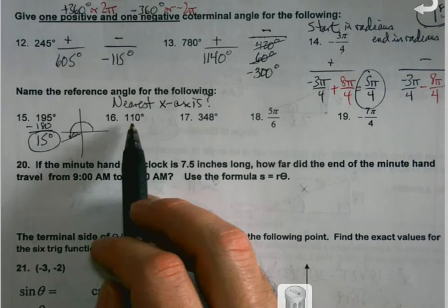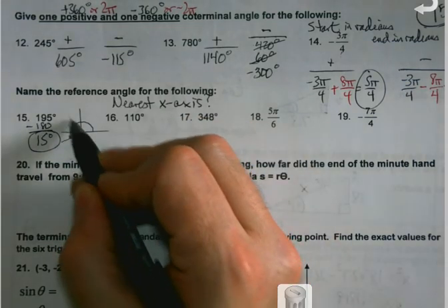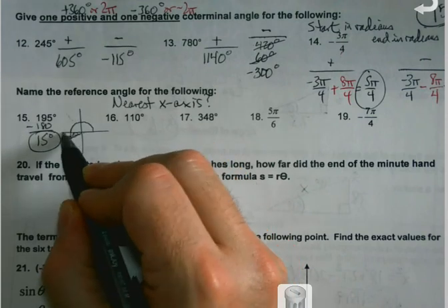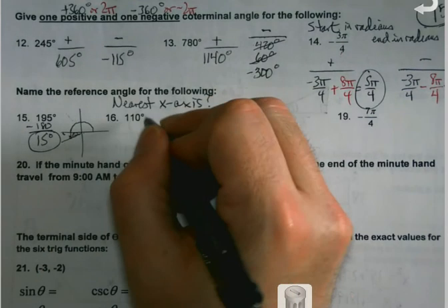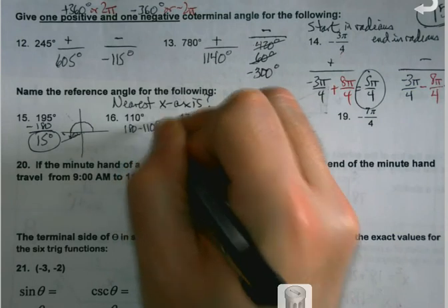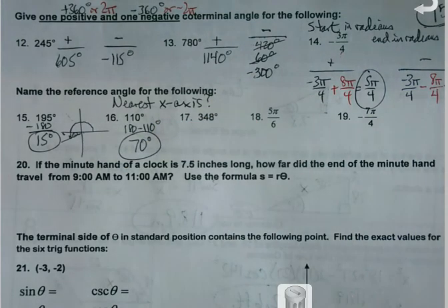If I'm at 110, that's like here. Nearest x-axis, 180. So 180 minus 110 is 70. Closest to get me, whether it's 0, 360, or 180, it's always going to be one of those that gets me the closest.